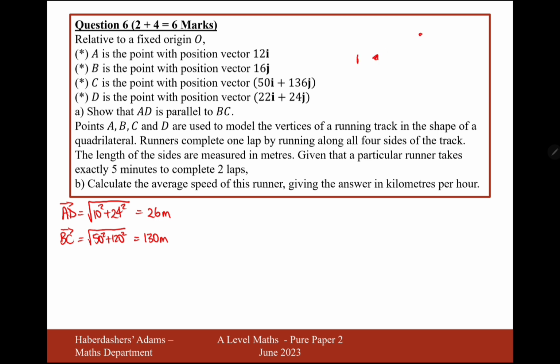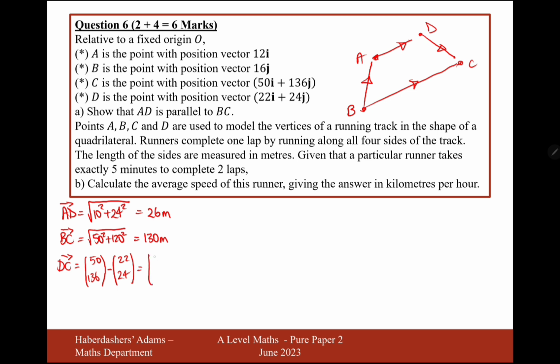Okay, so we now need to work out the distance around the track. A to D is parallel to B to C. So I reckon they would then go from D to C and then B to A. So D to C is the next vector we need to work out. And D to C is going to be C minus D. So (50, 136) minus (22, 24). So 50 minus 22 is 28, and 136 minus 24 is 112. And then the distance of this: 28 squared add 112 squared. The square root answer gives 28 root 17.